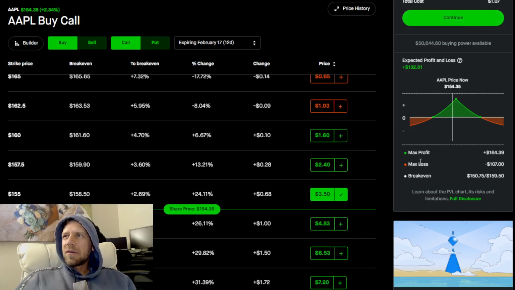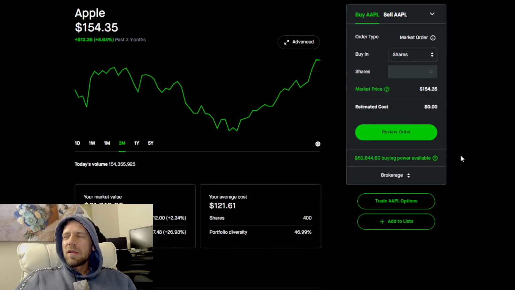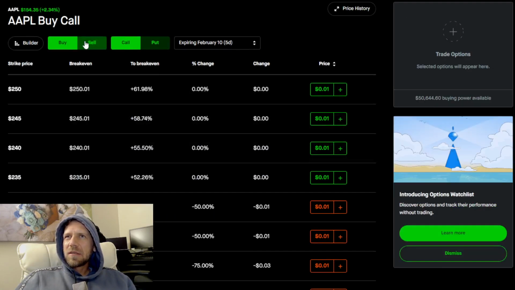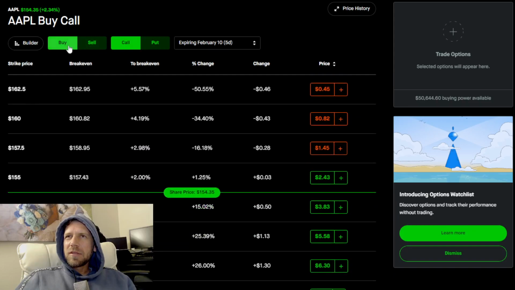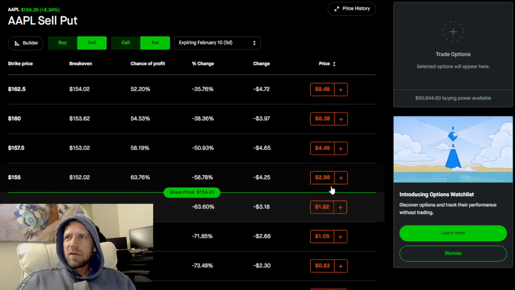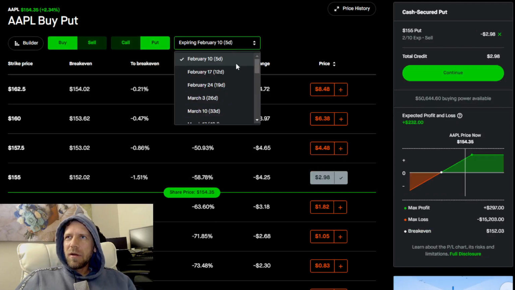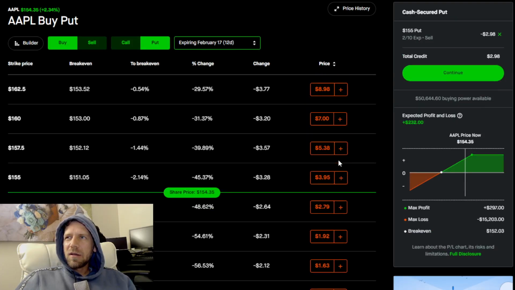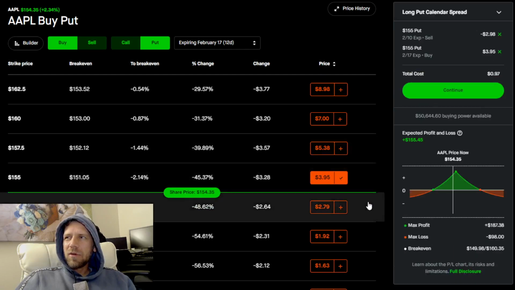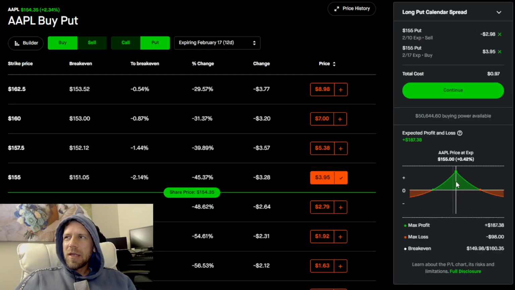Let's clear this out. Okay? Let's start over. Trade options. Let's do it with puts. I'm going to sell a put at $155. I'm going to buy a put for next week at the same strike price of $155. What do we get here, ladies and gentlemen? It's the same trade. Actually, this one's a little more efficient.